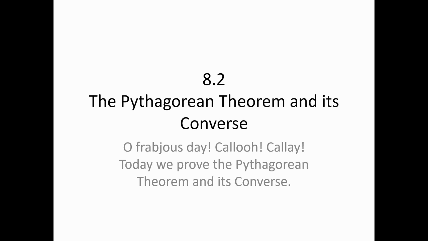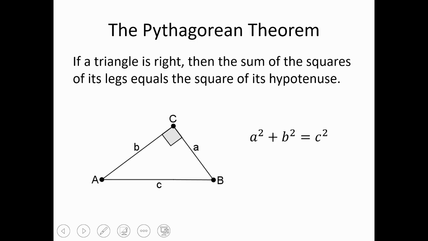So here we are back to where I wanted to be. So the Pythagorean theorem itself, what does it say? If a triangle is right, then the sum of the squares of its legs equals the square of its hypotenuse, which of course you knew.